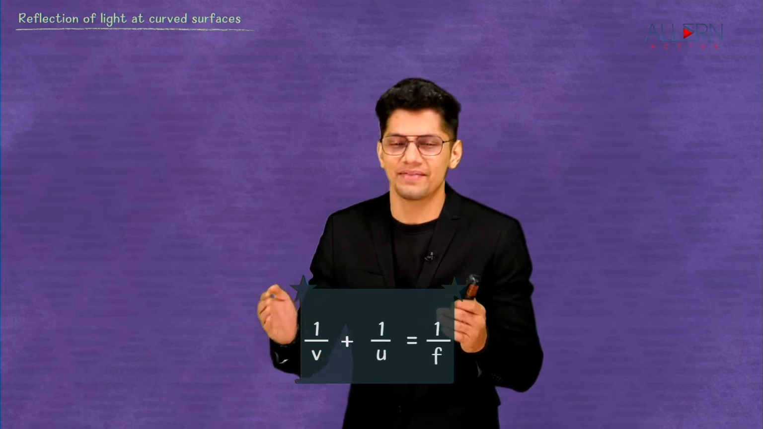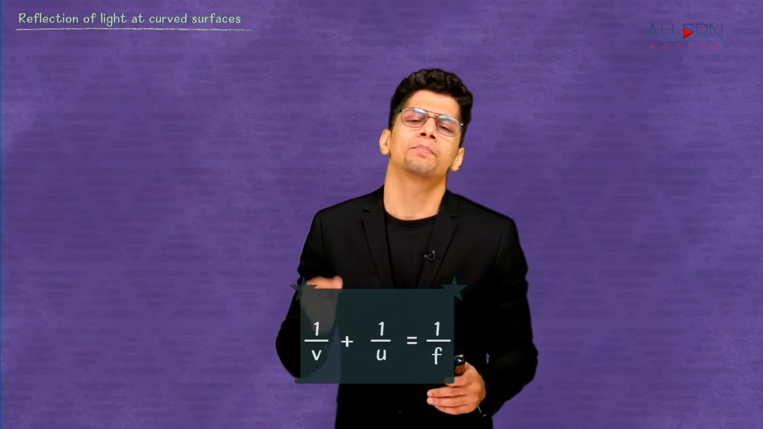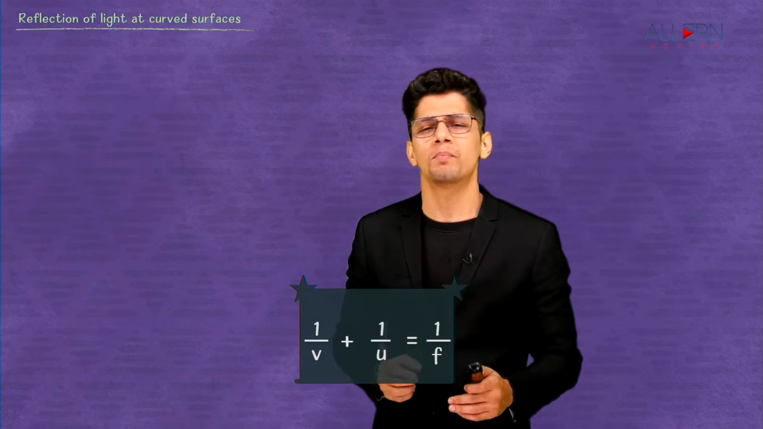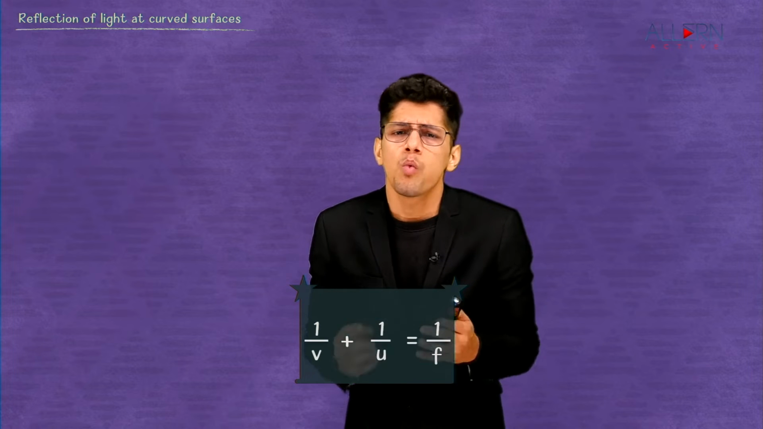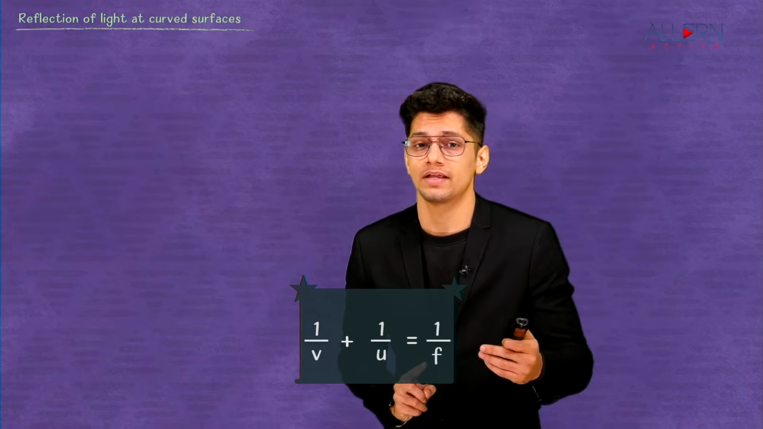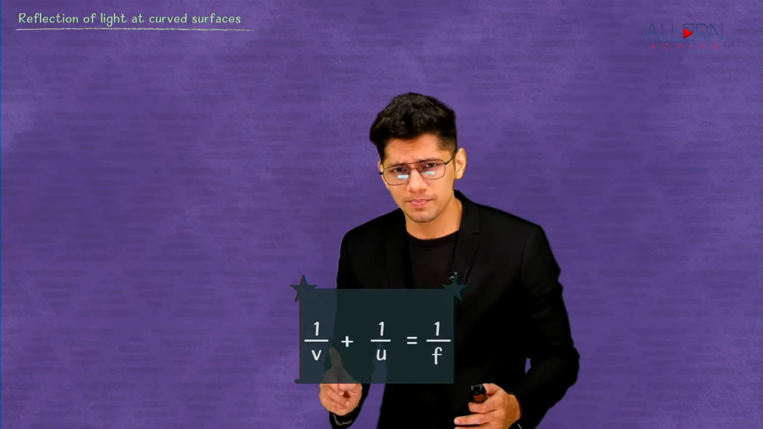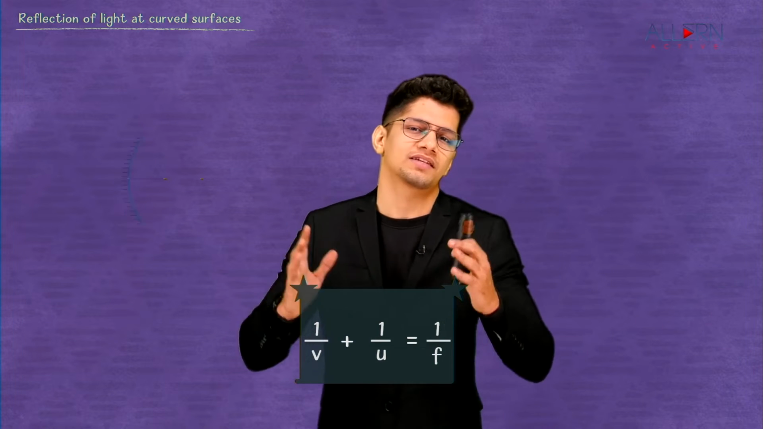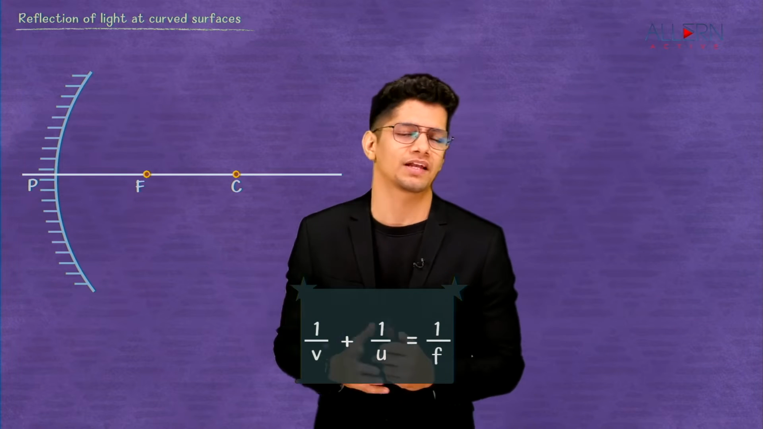So this is the formula that we have, that is 1/v + 1/u = 1/f. Now here, what is small v and what is small u? We already know what small f is, right? It is the focal length. But what is small v and what is small u? Let's try and understand. For that, we need to have a base diagram with us.